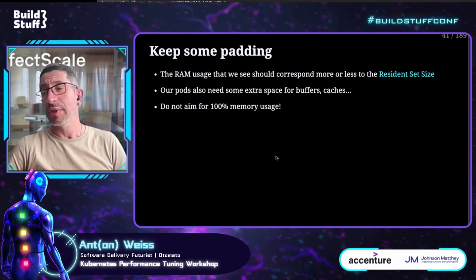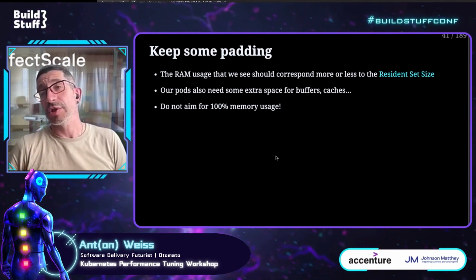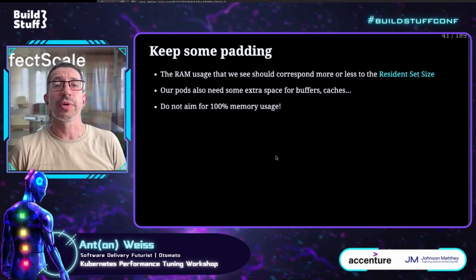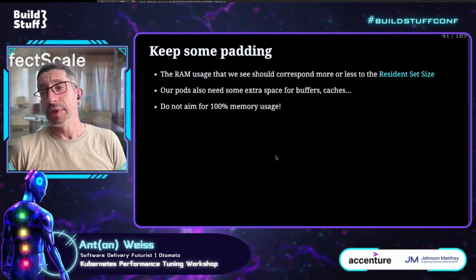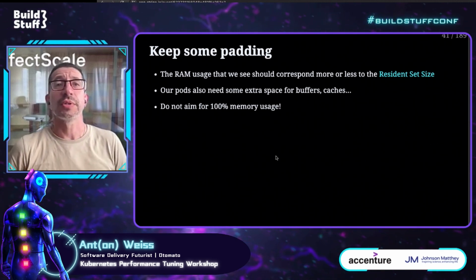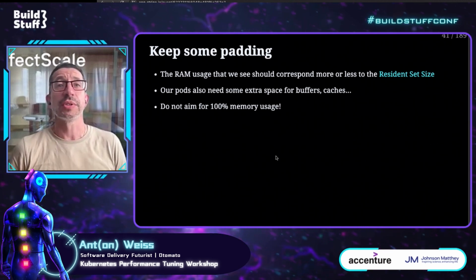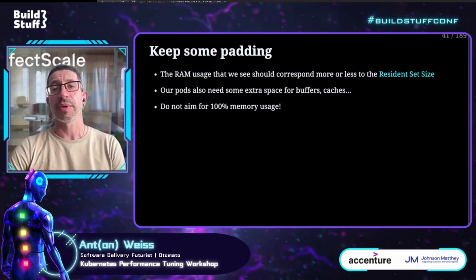And in general, on modern Linux systems, there is actually no free memory, right? So whatever is not used by the processes is used by the kernel for caching, but can be immediately released whenever the processes need it. And still, this memory is needed, so we never aim for 100% memory usage.